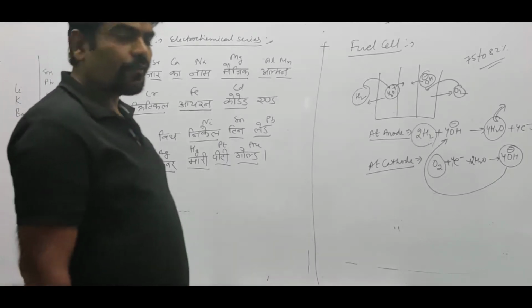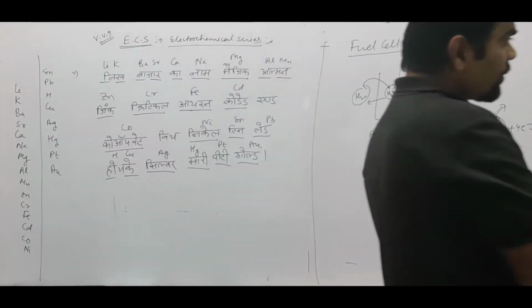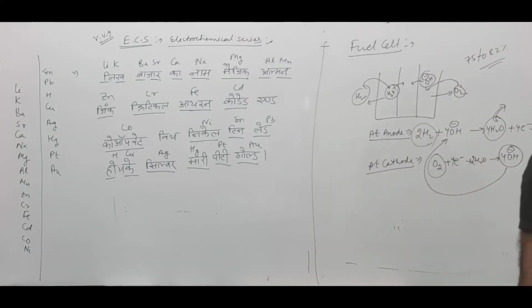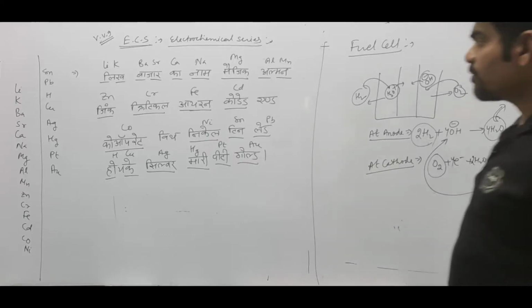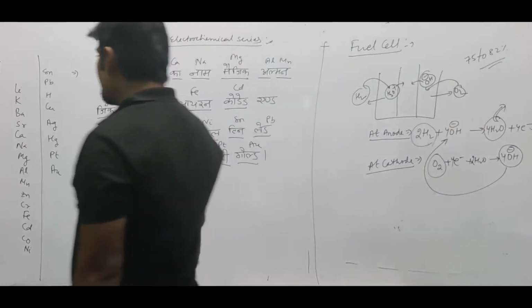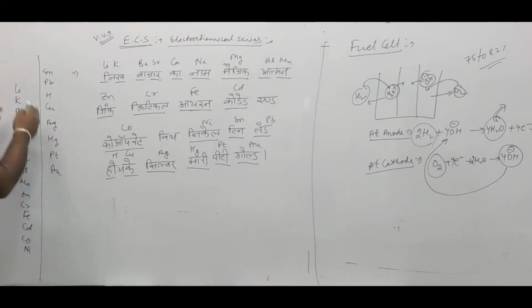This is in order of increasing reduction potential and decreasing oxidation potential. Since we are reducing them, for reduction potential we will use their ions.